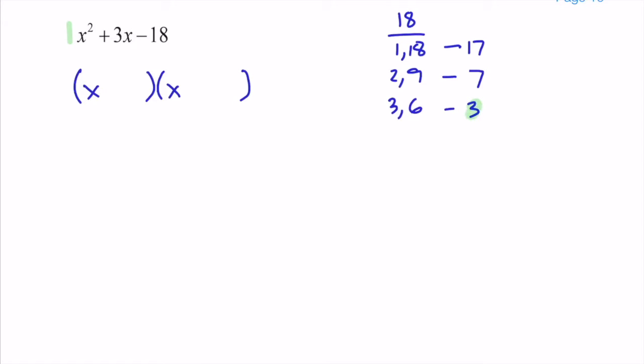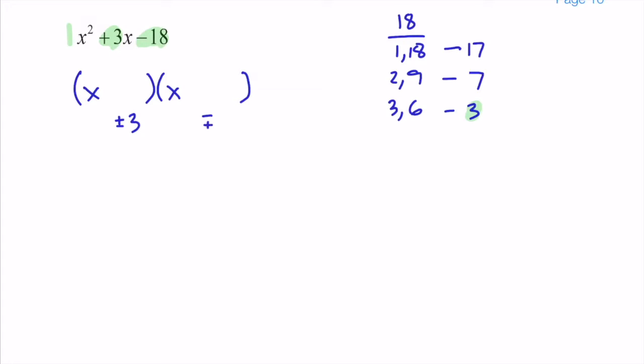Ding, ding, ding. These have a difference of 3. I'm trying to make a positive 3, but I want to multiply to make a negative 18. So I know these have to be opposite signs. So I'm either going to have plus or minus 3 and minus or plus 6. Well, which one needs to be positive? Since I'm trying to make a positive 3x, I need the bigger number to be positive. So I'm going to add a 6 and I'm going to subtract a 3.